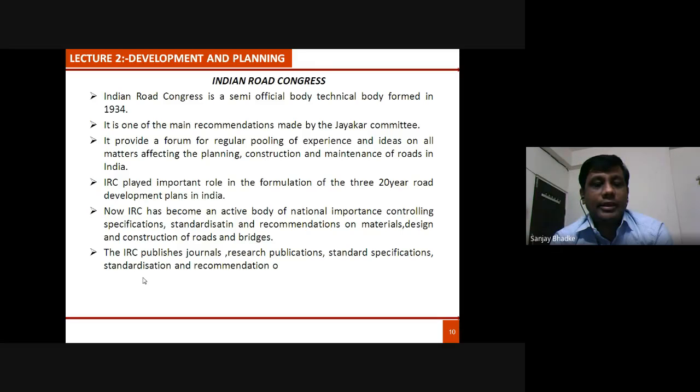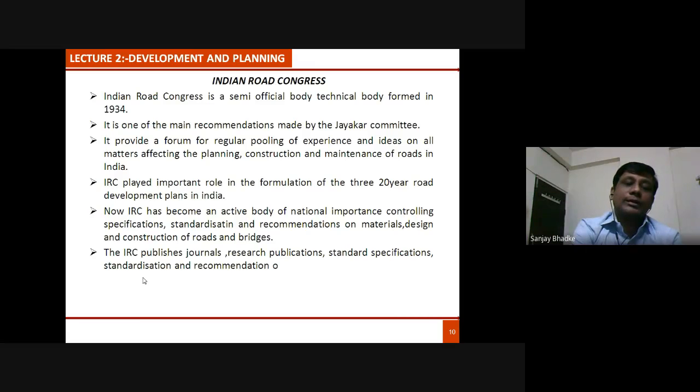IRC played a very important role in the formulation of the 20 years road development plan in India. Now IRC has become an active body of national importance, controlling the specification, standardization and recommendation on material, design and construction of roads and bridges. The IRC publishes various journals, research publications, standard specifications, standardization and recommendations of the book.